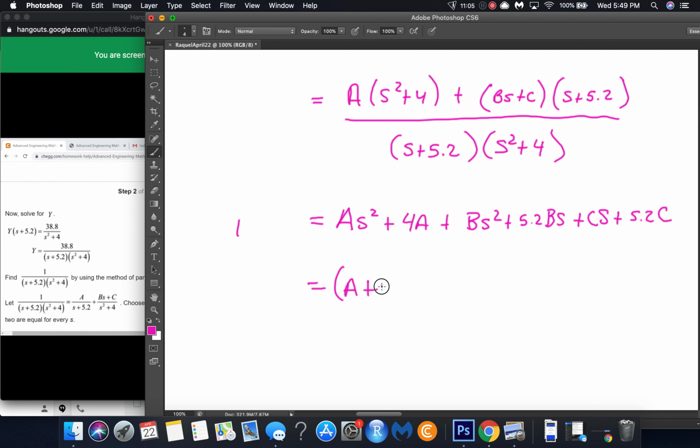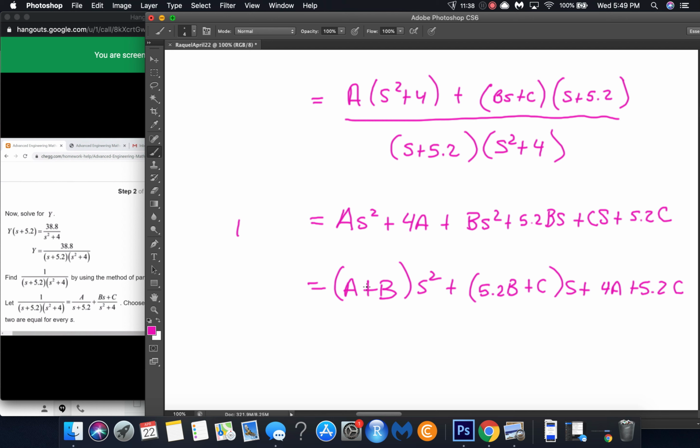So the coefficients of s squared. And then there's an s as well, so there's coefficients for s. So it's going to be 5.2 b plus c. And then there's going to be coefficients for non-variables, which is going to be 4a plus 5.2 c. Now, you don't have to use all of them. They're just there for you to use.